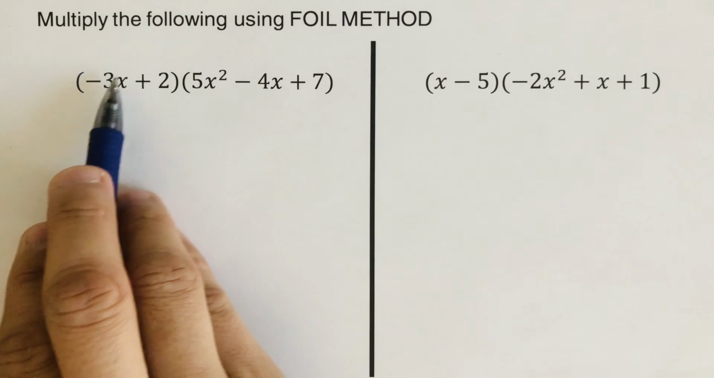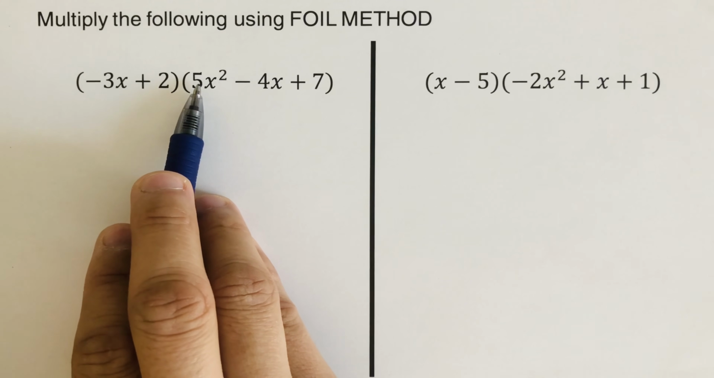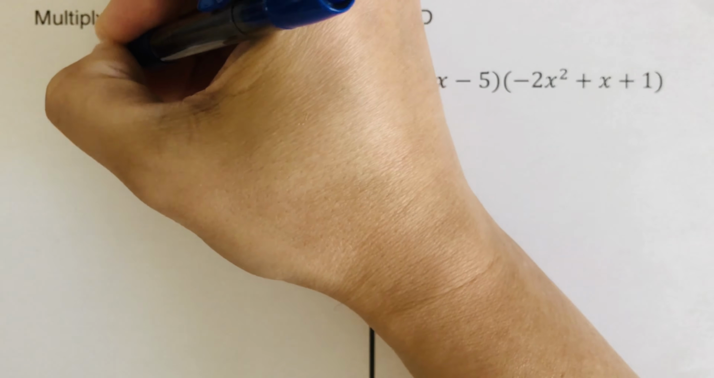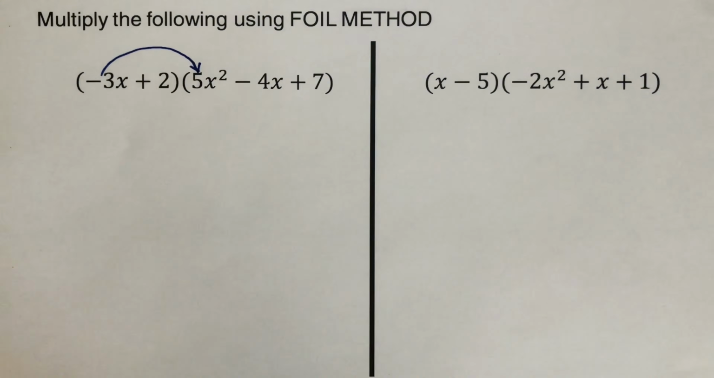So be sure that we distribute it to each one, because others missed it. They distributed also to the first one. That's not how we do it. It has to be each of them. So in this case right here, we're gonna multiply these two right here. So we're gonna simplify that first.